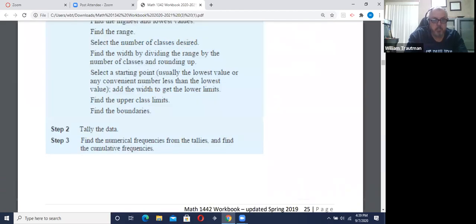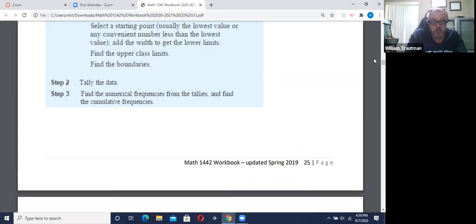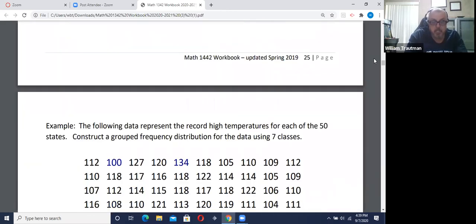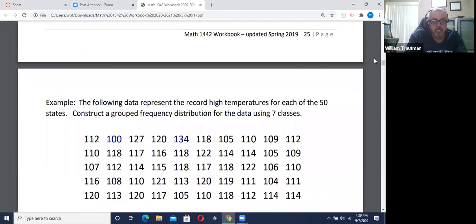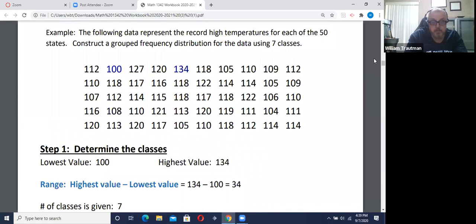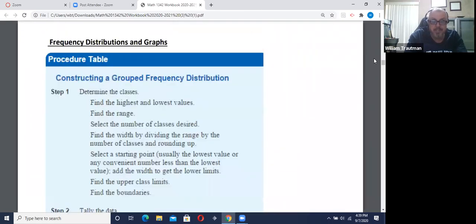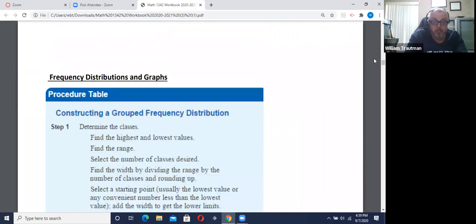Okay, so step 2 then would be tally the data. Step 3, find the numerical frequencies for the tallies. Okay, so we're going to go back. Here's the data we're looking at. And it's going to go through the steps with us. If we go back up, once again, I want you to highlight this part in your workbook, procedure table. So we're going to determine the classes, find the highest and lowest values. That's the first thing.